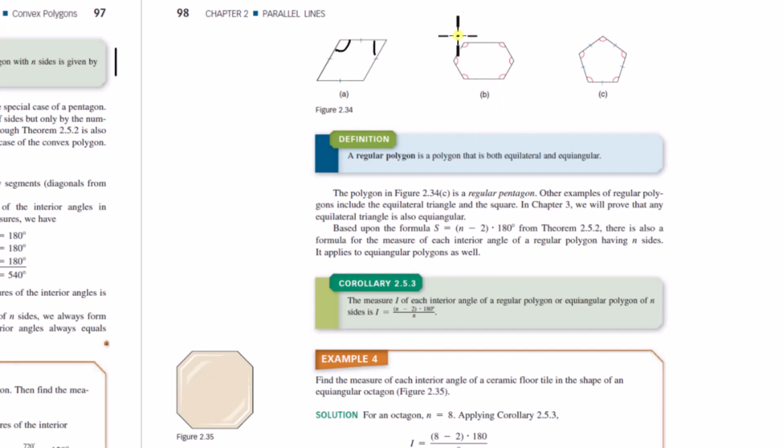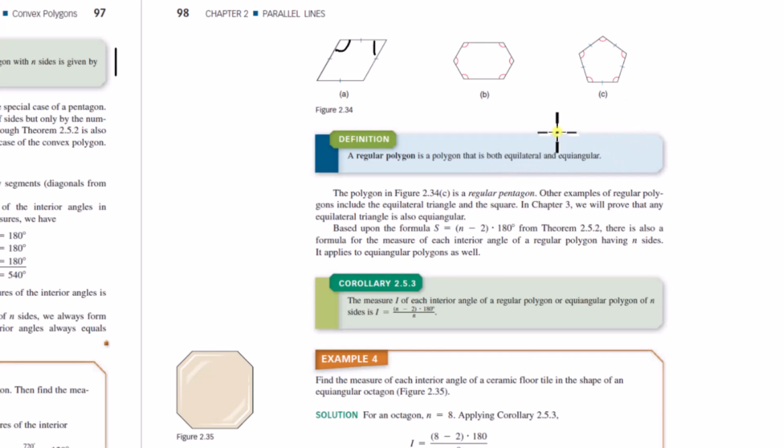Okay, here, this is an equiangular polygon. All the angles are equal, but we can see this side length is shorter than this side length, so it's not equilateral. But here, this is both equiangular and equilateral, which means that it falls under the category of being a regular polygon. This is a regular pentagon. So, definition: a regular polygon is a polygon that is both equilateral and equiangular.